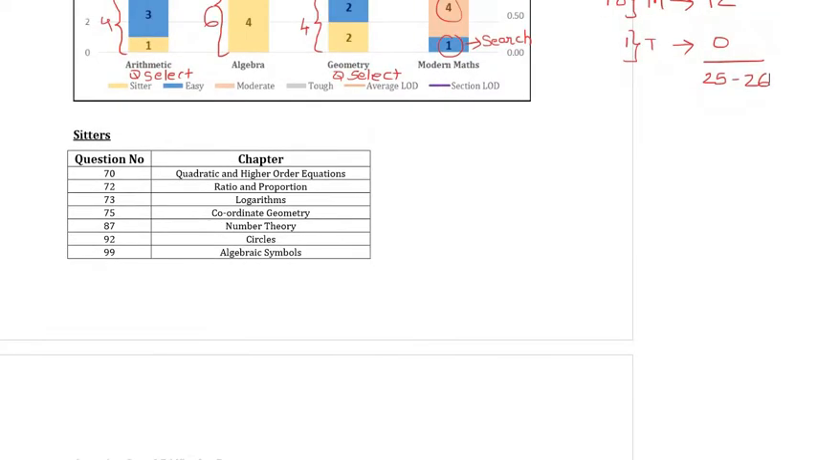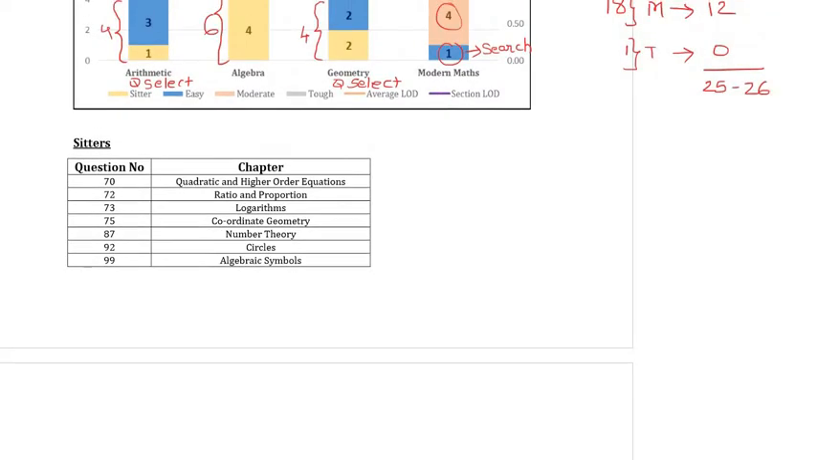As you can see, our experts here have made this small table which lists down the questions that they have classified as easy. Please note that this is not an absolute table, or this is not something where a sitter is always a sitter. What do I mean by this?